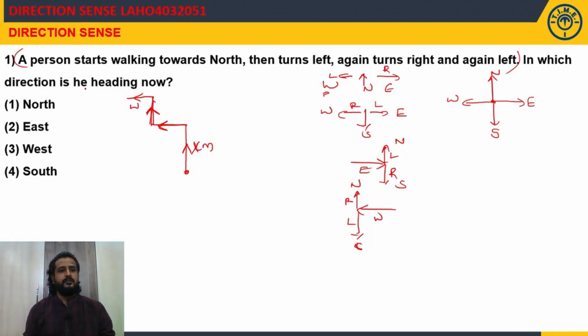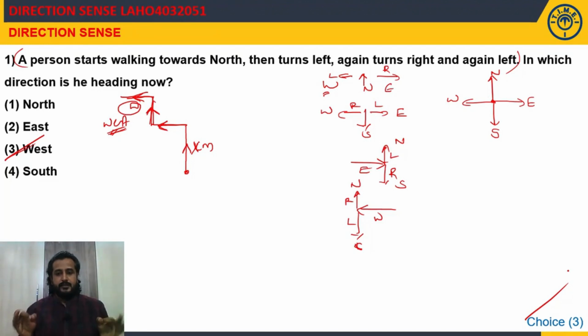What is asked? In which direction is he heading now? West direction. So what is my answer? Choice 3. A person starts walking towards north, turns left, west, turns right, north, again turns left, west. So he is heading towards west. Choice 3.